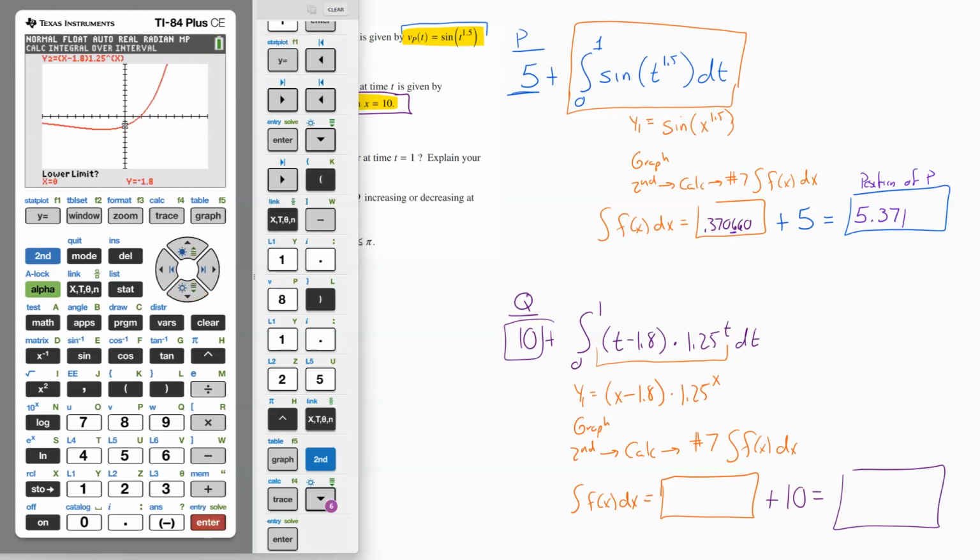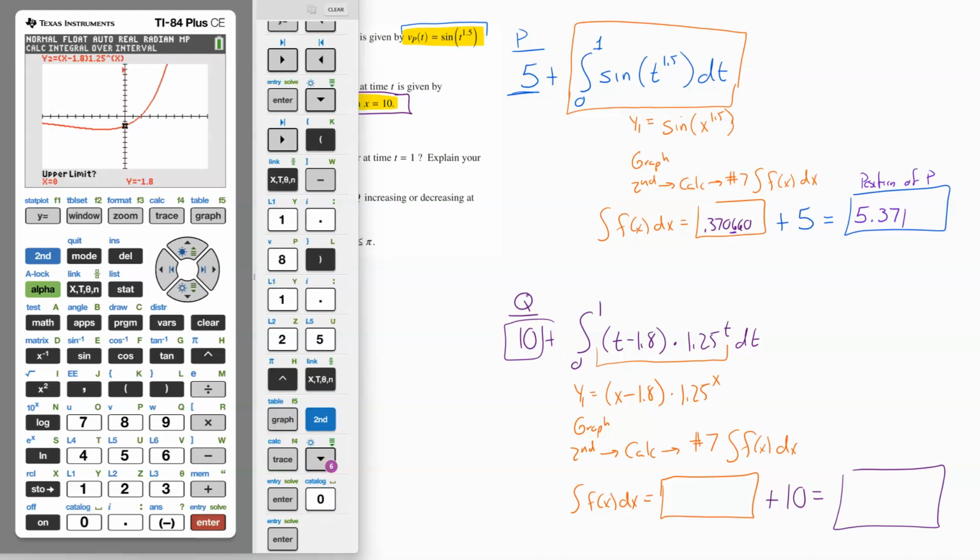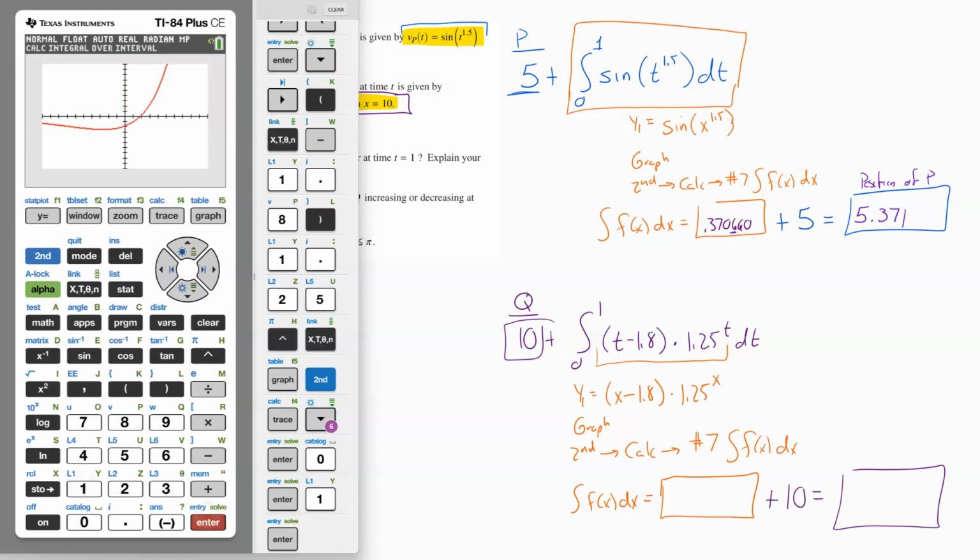It wants my lower limit again. The lower limit is 0. Type in 0, hit enter. At the bottom of the screen, it's now going to ask me for the upper limit. The upper limit is 1. Type that in, hit enter. And again, at the bottom of the screen, I see integral of f of x dx equals, and this time you can see that it went negative. It's actually moving backwards from where it started from. But take it out to 6 decimal places when you first get it before you add it to 10.